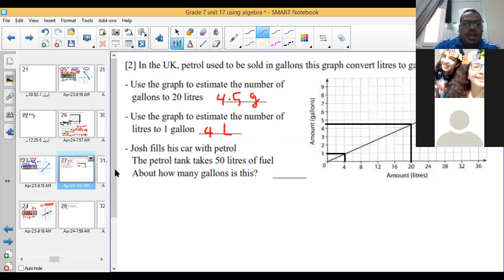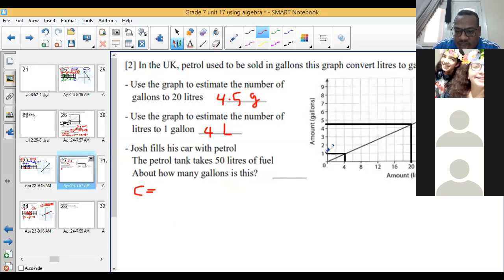Okay, so Ghosh filled his car with petrol. The petrol tank takes 50 liters of fuel. About how many gallons is this? Firstly, we can make a linear function. We have to get the intercept from the y-axis first. So c equals what here? Here is the linear graph, and it intersects the y-axis at 0. So c equals 0.